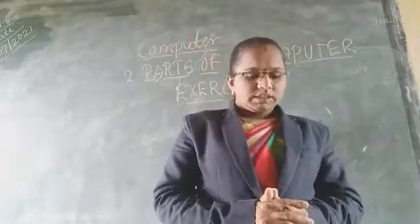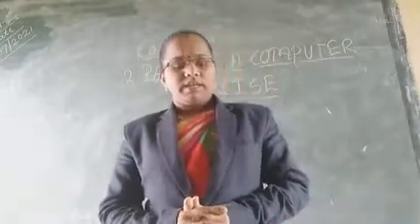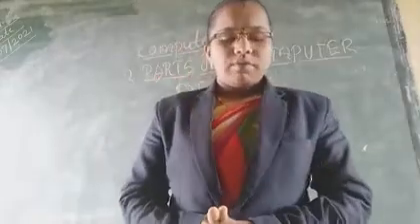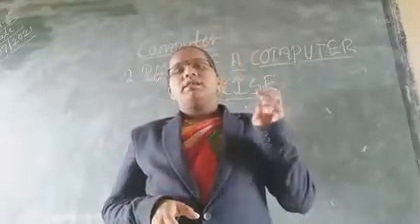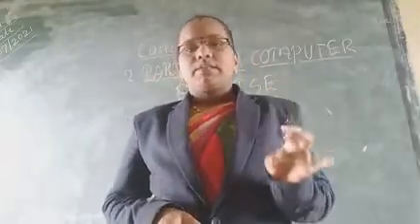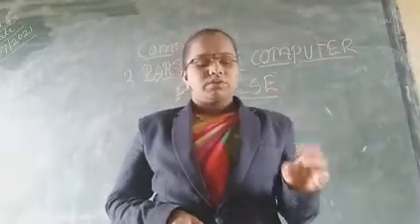Question number 7. CPU means, the options are the central processing unit and the common processing units. Already you know that the CPU means C for central, P for processing, U for unit, the central processing unit.